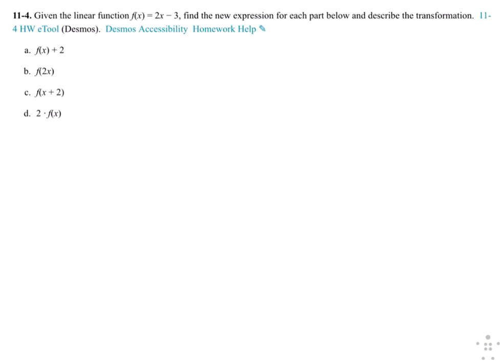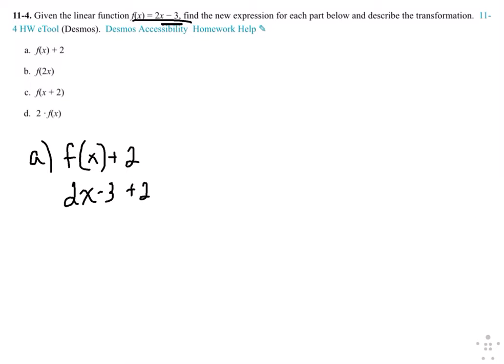For 11.4, they give us this linear function, f of x equals 2x minus 3, and they want us to substitute and find values for these other functions that are being transformed. So a is f of x plus 2. We take f of x, which is 2x minus 3, put it here, and then add 2. So we get 2x minus 1. So f of x plus 2 is 2x minus 1.